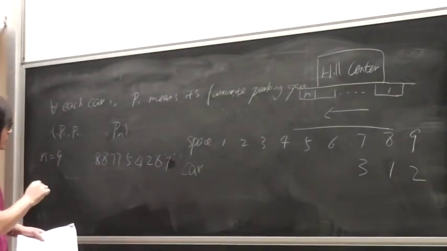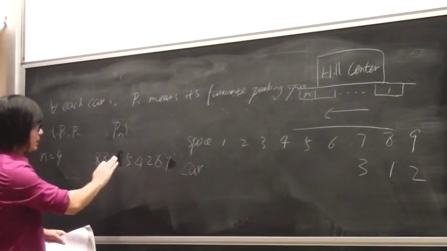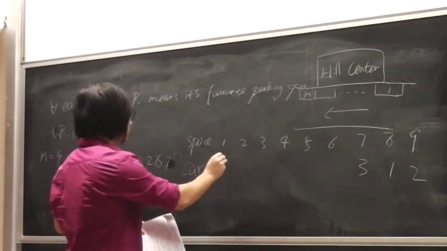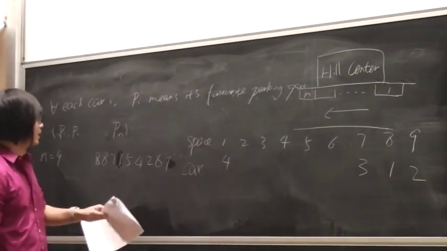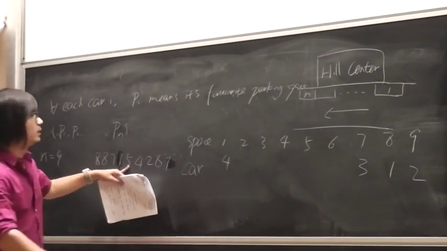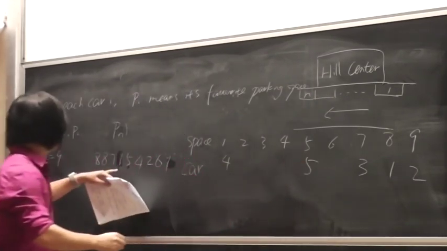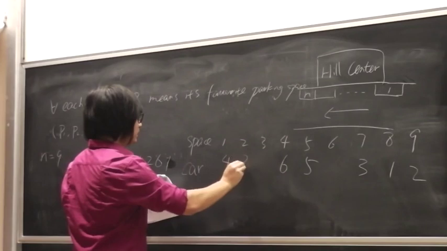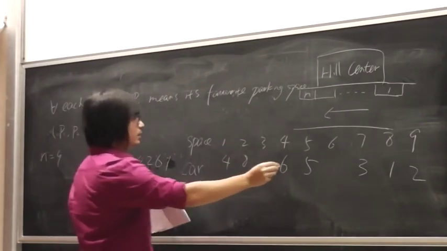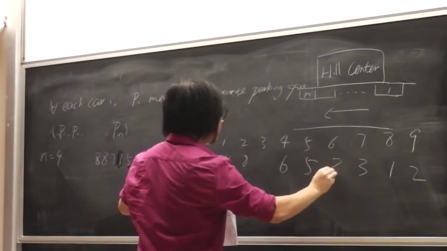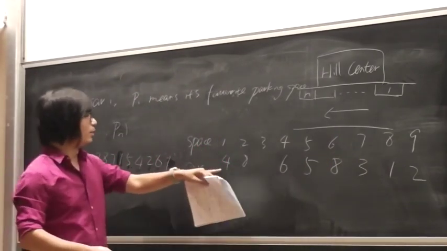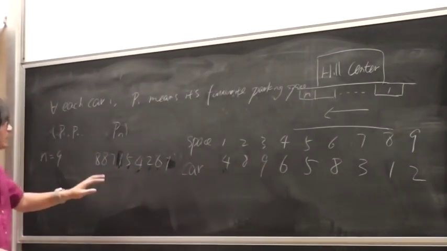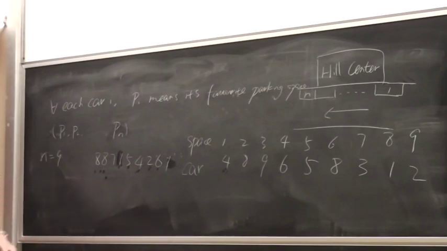So how can we make it a parking function? For example, if this is 1, then car 4 will park at 1. Then car 5 prefers 5. Car 6 prefers 4. And car 7 prefers 2. Car 8 prefers 6. And then the last car prefers parking space 1, but it's occupied, so it will park at 3. So this is a parking function because all cars can park in this case.